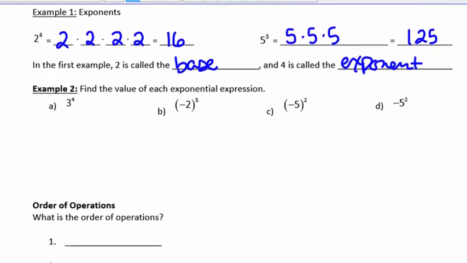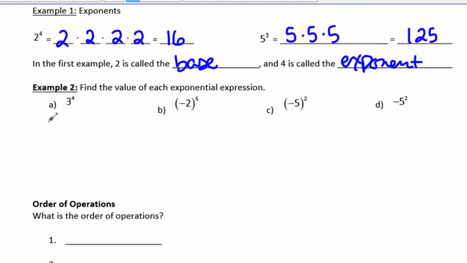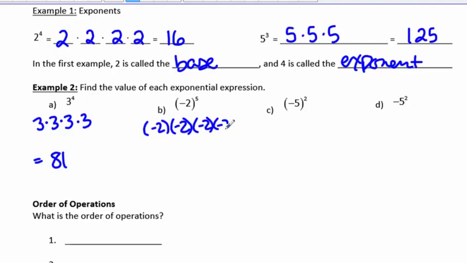In example 2, I want to find the value of each expression. 3 to the 4th is the first one, so 3 to the 4th is 3 times 3 times 3 times 3. 3 times 3 is 9, 9 times 3 is 27, times 3 is 81, so our result is 81. Negative 2 to the 5th, that'll be negative 2 times negative 2 times negative 2 times negative 2 times negative 2. 5 negatives, so the result is negative. 2 times 2 is 4, times 2 is 8, times 2 is 16, times 2 is 32.